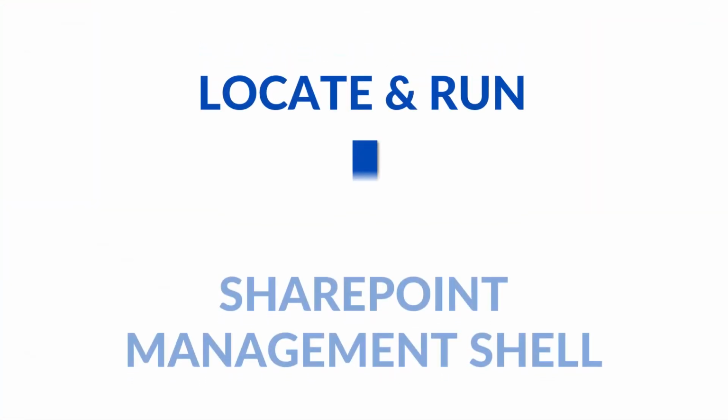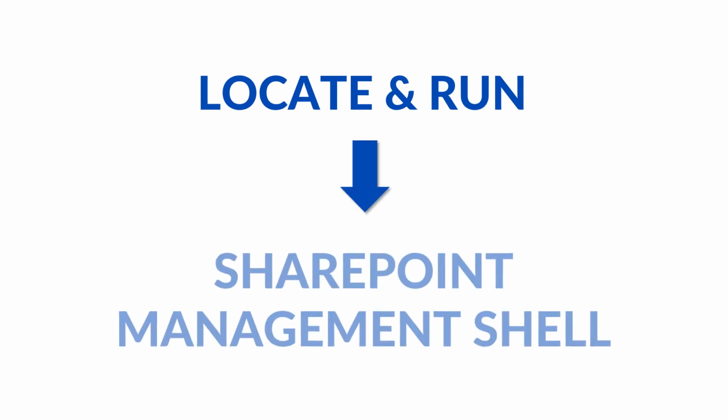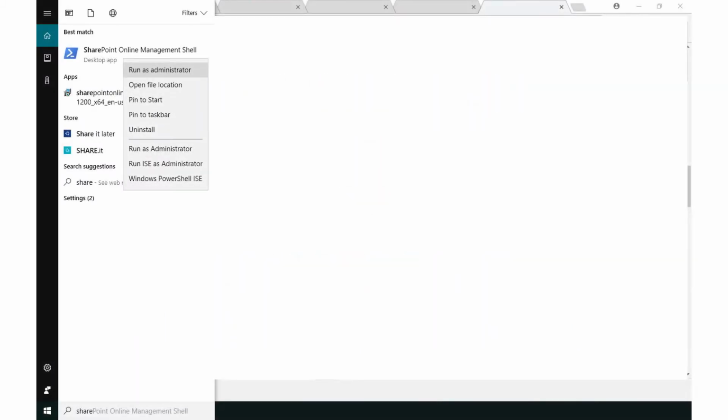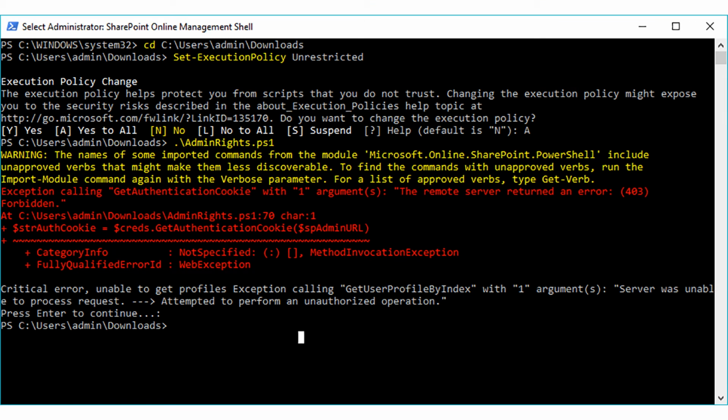Then locate and run SharePoint Management Shell on your computer. Then you have to choose the Run as Administrator option. If you do not run the SharePoint Online Management Shell script as admin, then you will encounter an error. So it is always recommended to run SharePoint Online Management Shell with admin rights.